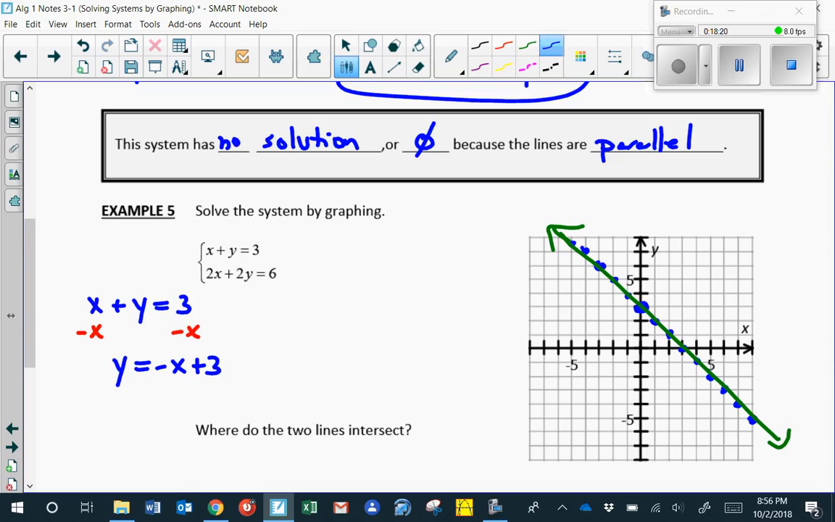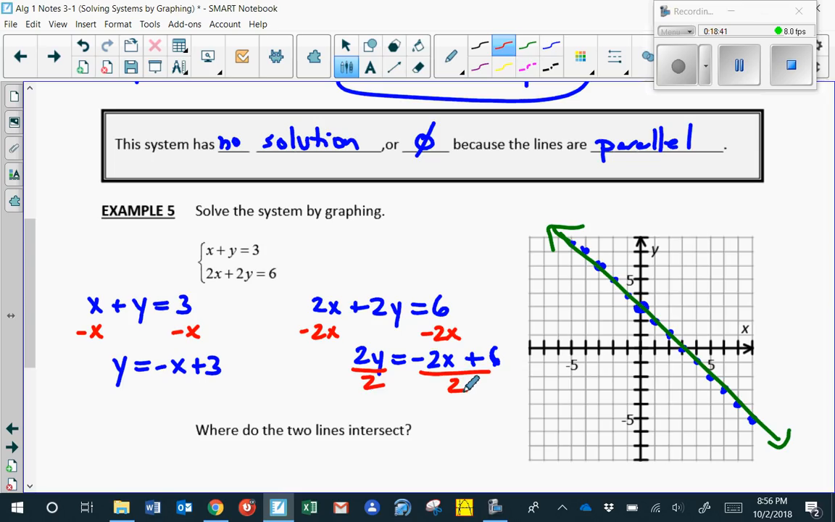And then the second equation is 2x plus 2y is equal to 6. I'll subtract off 2x from both sides, and we get 2y is equal to negative 2x plus 6. Dividing through by 2 on both sides, we'll get an equation that looks like y is equal to negative x plus 3. What you're going to notice about it is that it is the same line.